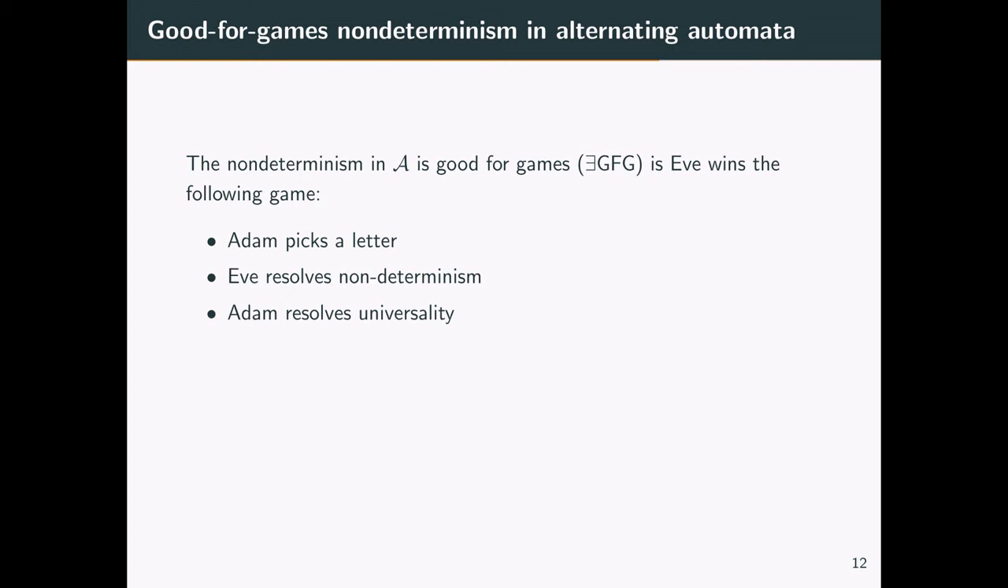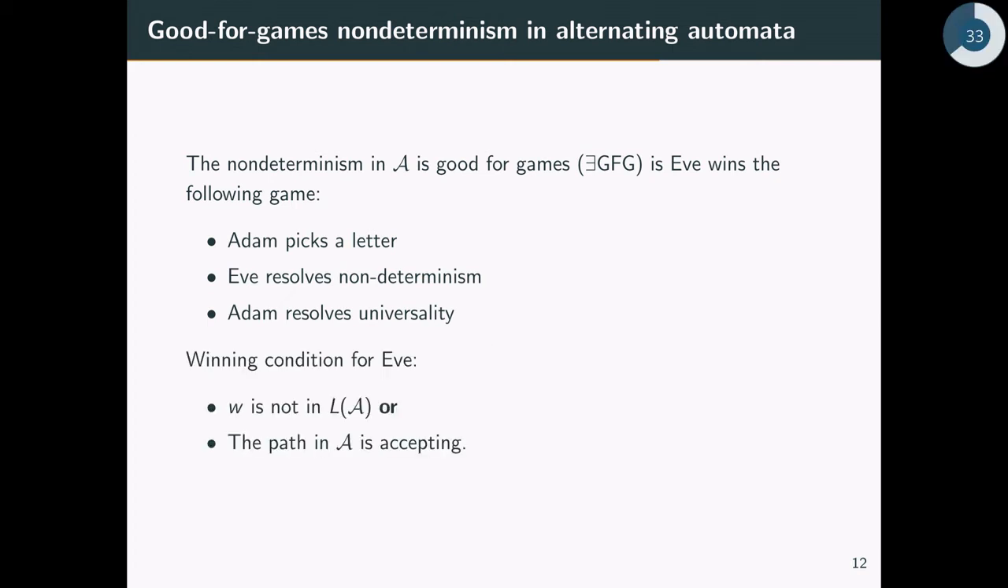So this is a way of generalizing the previous definition we had for good for gameness in non-deterministic automata to good for gameness of non-determinism in alternating automata. We just add this line that allows Adam to resolve universality. Then we say that Eve wins this game, again, if either Adam failed to build a word in the language of the automaton, or if the path that Adam and Eve built together through the automaton is accepted. And if Eve wins this game, then we say that the non-determinism in our alternating automata is good for games.